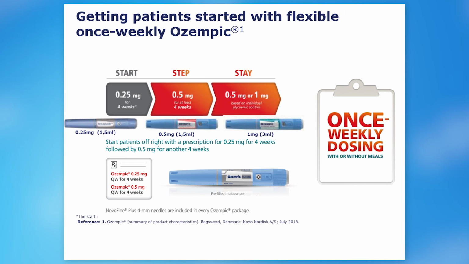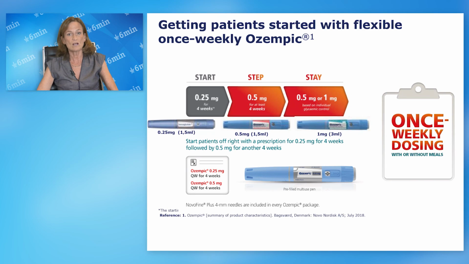With Ozempic, we have the 3 different doses. Start dose is 0.25, then you can step up to 0.5 milligram, and you can decide whether you want to push the patient up to 1 milligram. It's 3 different pens. In the beginning, you have to get used to it, but you get used to it very easily, and the patients just have to know it from the beginning.